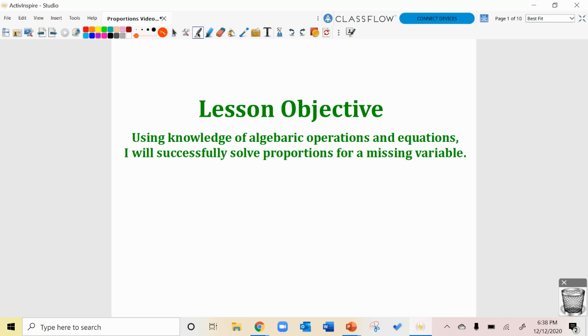So in this lesson, and I already see a spelling error, of course, you're going to be using knowledge of algebraic operations and equations to successfully solve proportions for a missing variable. A lot of what we're going to do in this lesson is going to actually be algebra review, and towards the end of the lesson, I am going to show and explain exactly how this ties in with what we're learning. And some of you might, and hopefully do, recognize this word from recent times, right?